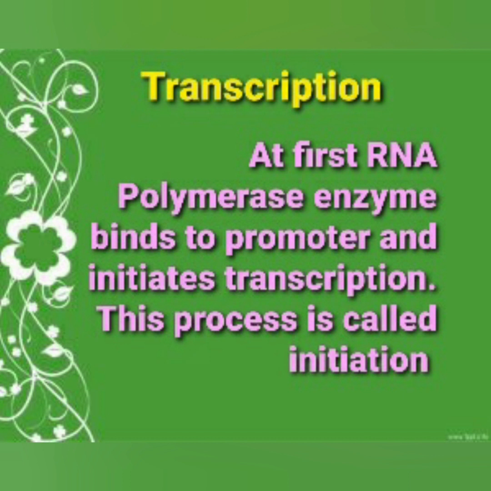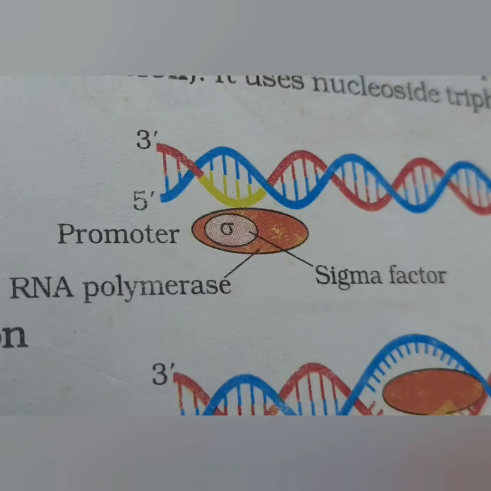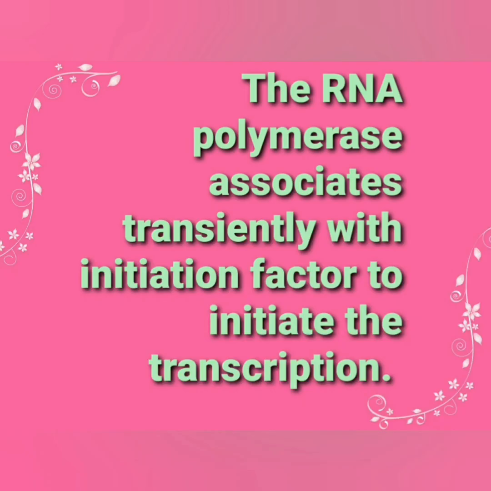At first, the RNA polymerase enzyme binds to the promoter and initiates transcription. This process is called initiation. Here you can see the RNA polymerase enzyme binds with the promoter region with the help of a factor, namely sigma factor or initiation factor. So, the RNA polymerase associates transiently with the initiation factor to initiate the transcription.